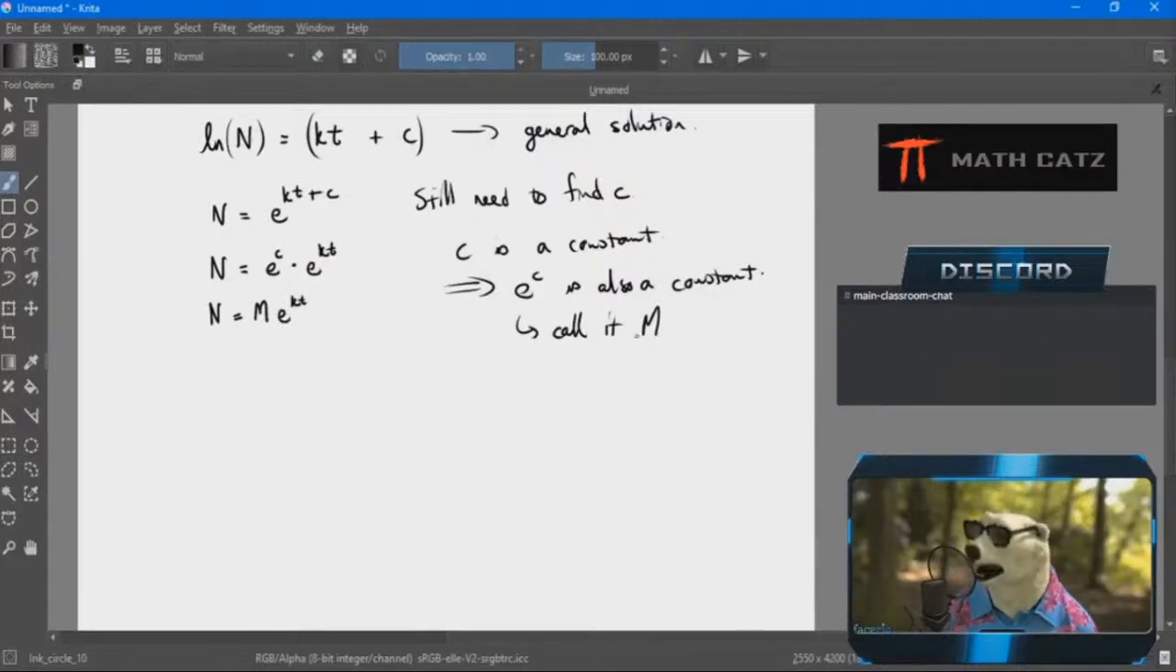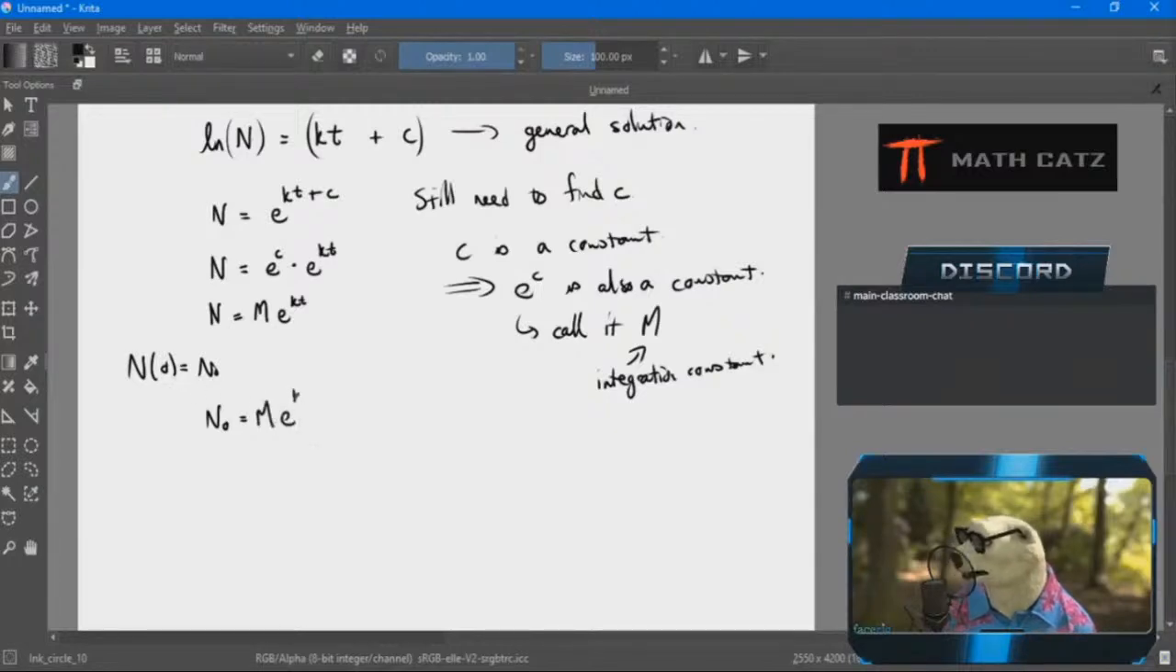So now m is just another version of my integration constant. This is still an integration constant, but soon it's going to be a much nicer version. So now I'm going to use the fact that at time 0, I have an initial population n0. So that is what goes in place of my population size, and time is 0. So I put that in place of time. Now e to the 0 is just 1, so that means that my integration constant is the initial population size.